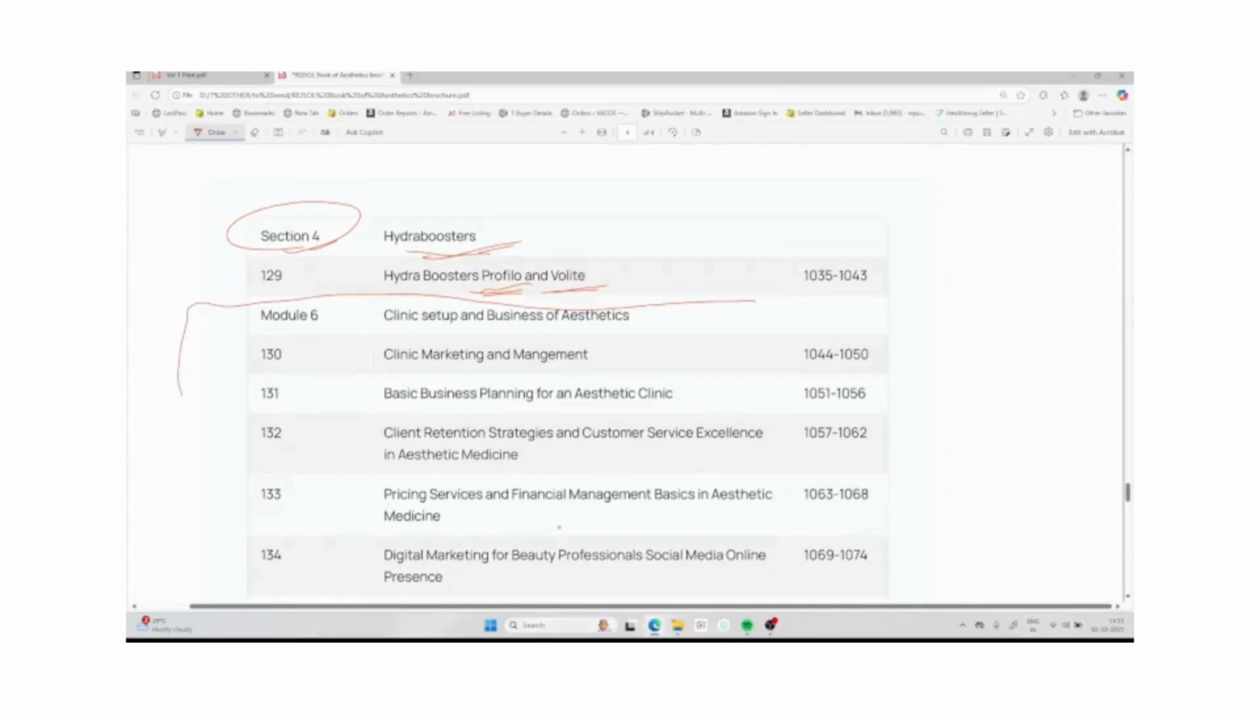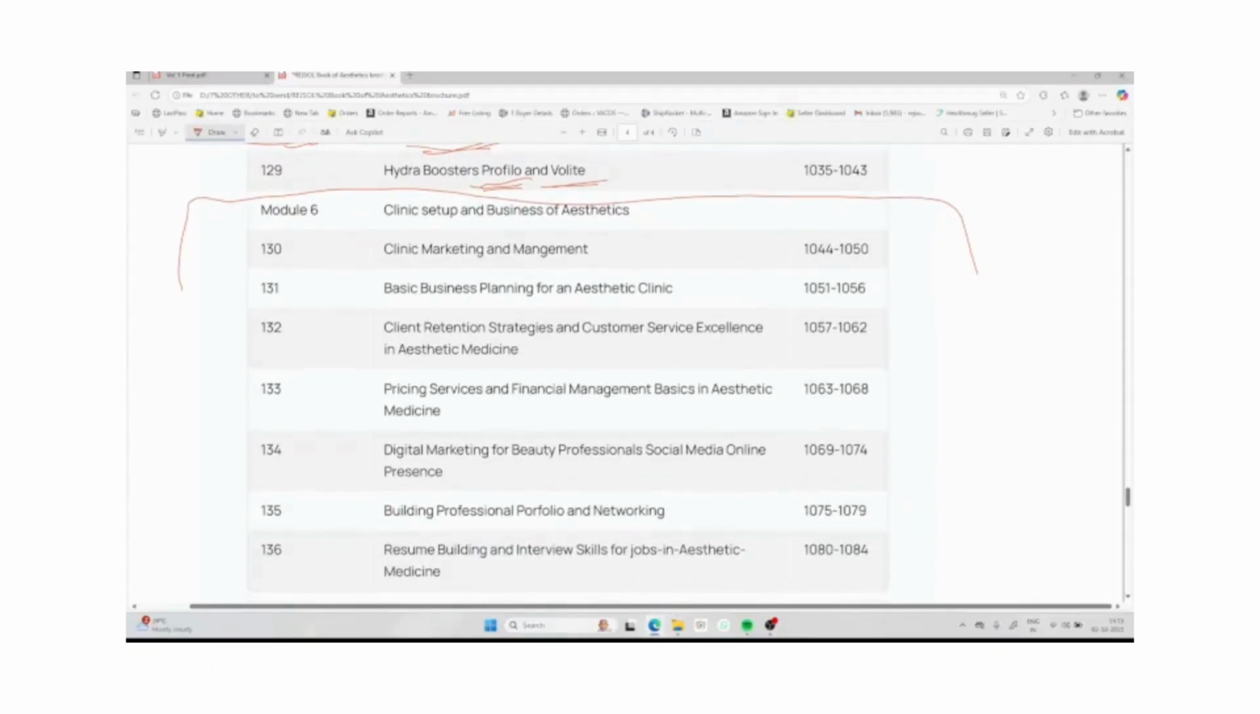Now we come to module 6. From here we come to the last module of this book, where we understand the clinic setup and business in aesthetics. So how you set up the clinic, and how you can do good business in the aesthetic industry. Clinic marketing and management, basics of planning an aesthetic clinic, how your clinic should be according to your budget and the area where you are practicing. How do you retain the clients, the walk-ins in your clinic? Different strategies are discussed in this.